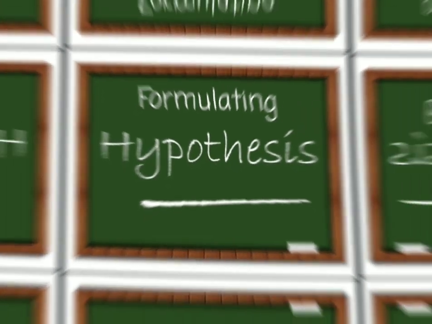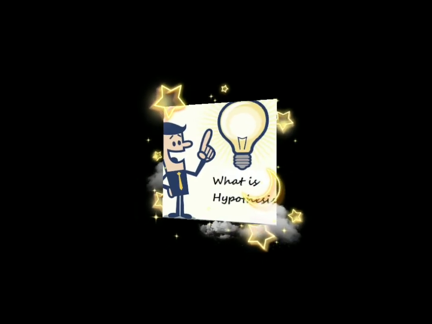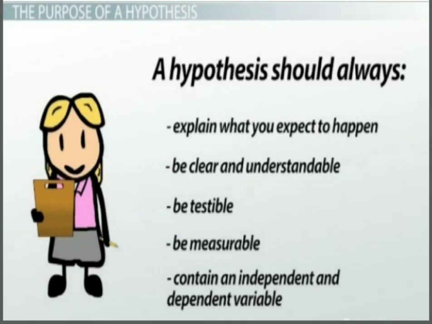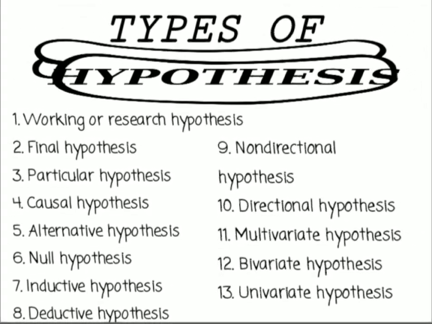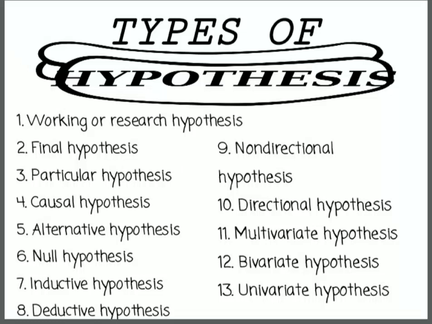Formulating hypothesis. What is a hypothesis? A hypothesis should always explain what you expect to happen, be clear and understandable, be testable, be measurable, and contain an independent and dependent variable. There are also several types of hypothesis. First, the working or research hypothesis. This is the hypothesis with which a research study begins.